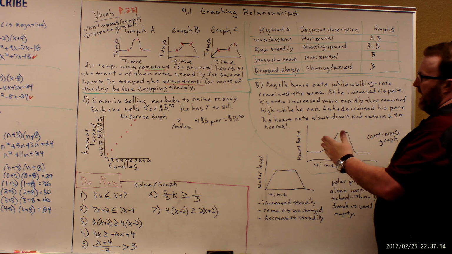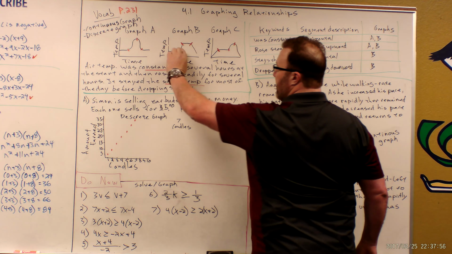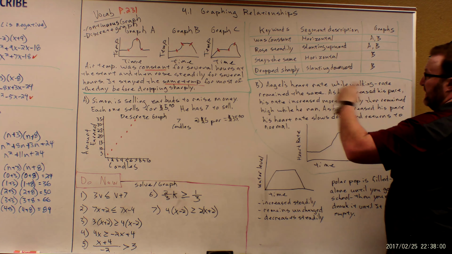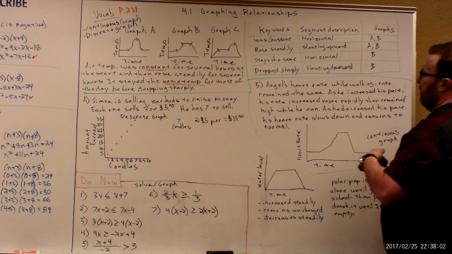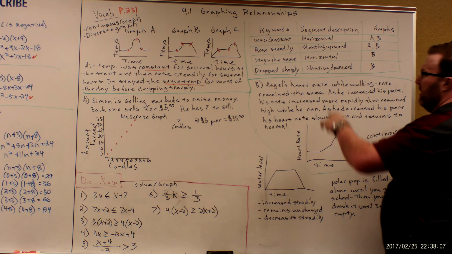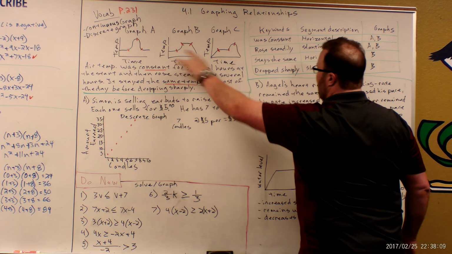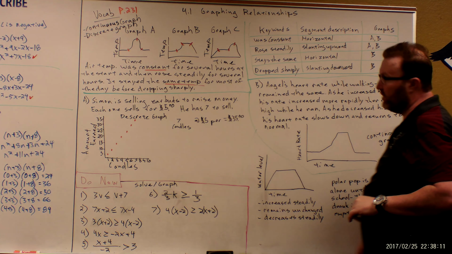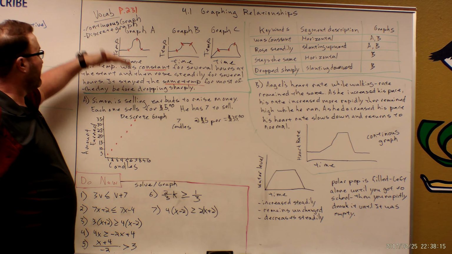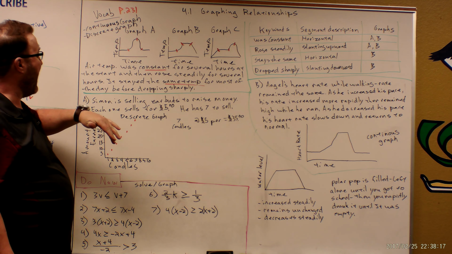"Rose steadily" means slanting upwards, slanting upwards, slanting upwards, even slanting upwards on this one. "Stays the same," "constant," "stays the same," "are identical" mean going horizontal again, and then "dropping sharply," which is most of these graphs right here, and slanting downwards. So if you see these little marks, these are segments. These are segments of what's happening in the graph.